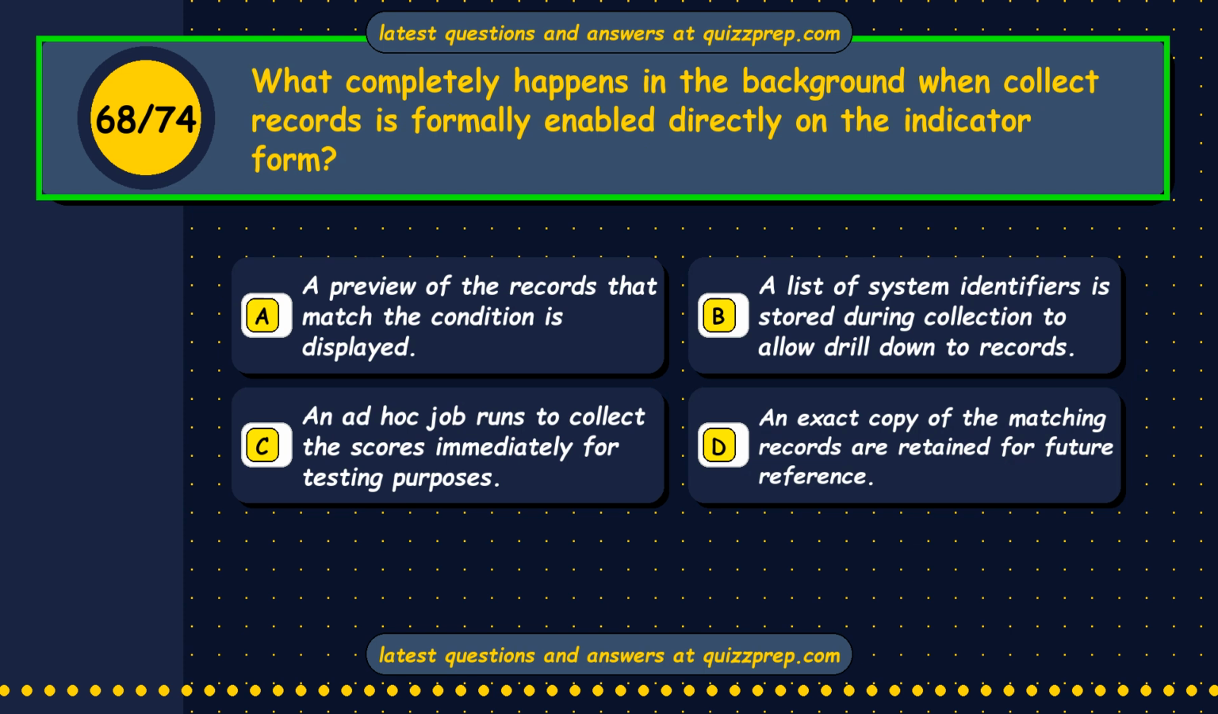Question 68. What happens in the background when Collect Records is enabled on the indicator form? Option A, a preview of the records that match the condition is displayed. Option B, a list of system identifiers is stored during collection to allow drill down to records. Option C, an ad hoc job runs to collect the scores immediately for testing purposes. Option D, an exact copy of the matching records is retained for future reference.